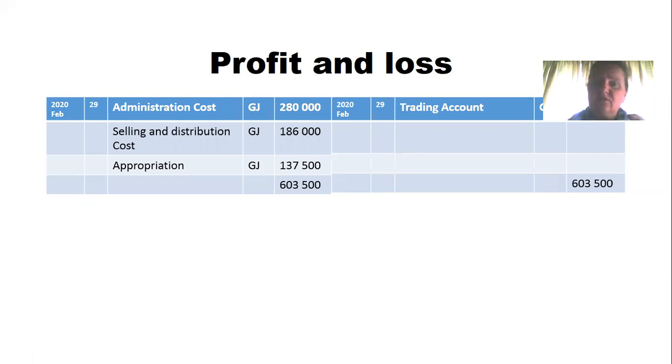Please make sure that you go through this again and make sure that you understand the process. Copy down the formats, make sure you understand the flow of the formats, and then let me know if you've got a problem. Thanks.